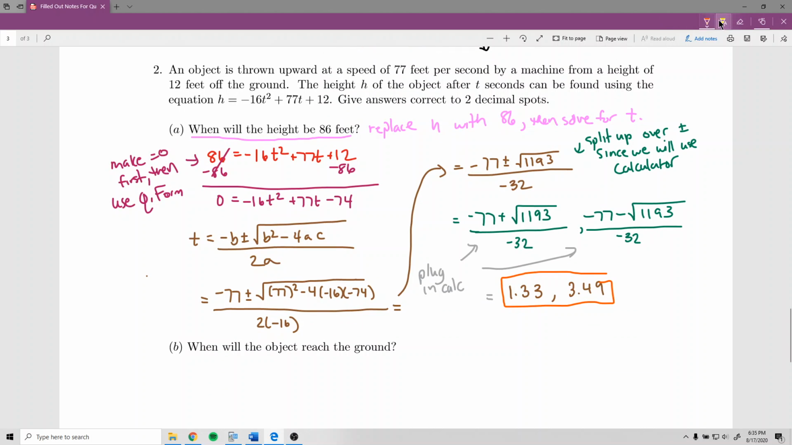Right, part B asks, when will the object reach the ground? Well, what is it asking you to do? It's asking you when, so we want to solve for t. So we want, what is t when the height is 0? Because the ground is at 0 height. Now, unlike the previous problem, we should only get one answer for this. Why? Because it's only going to hit the ground once. I mean, it might bounce a little bit, but what it's asking is, when does it first hit the ground?